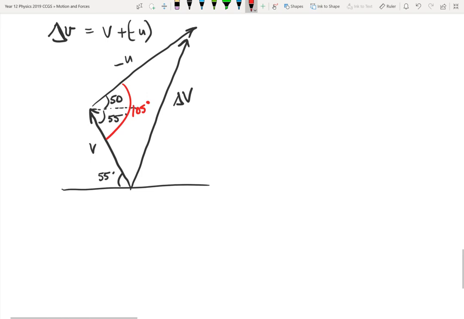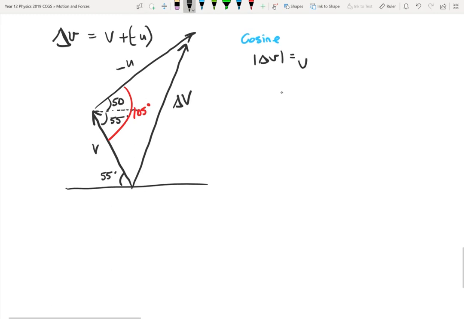Okay, so we will now use our cosine rule to find the magnitude of delta v. That's going to be, zoom out a little bit, Barty. There we go. Square root of a squared plus b squared minus 2ab cos 120. Yes. Well done, you passed my first test.